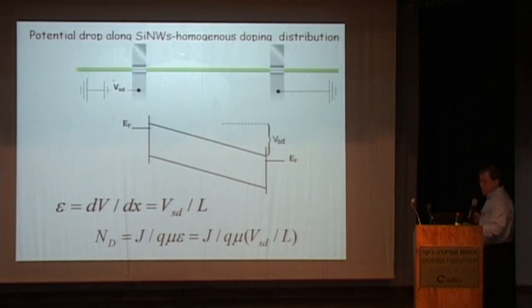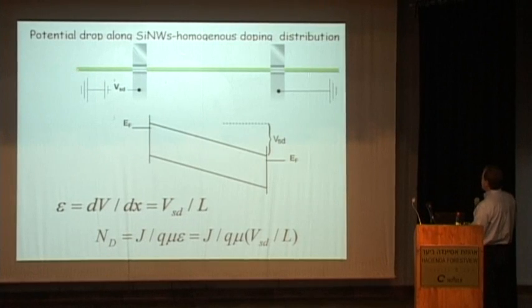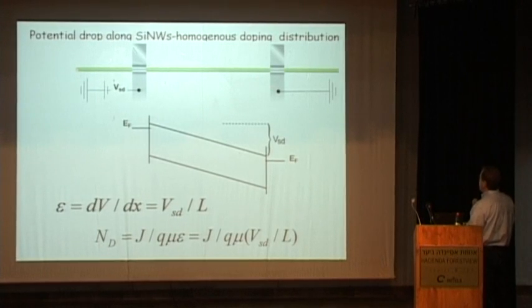If we measure the potential drop along a nanowire, here we have the two contacts, and here we have the gold catalyst of a silicon nanowire. If we measure the potential drop along the wire, and the dopant concentration is homogeneous, the electric field will be constant along the wire, and we'll have a straight line of the potential here.